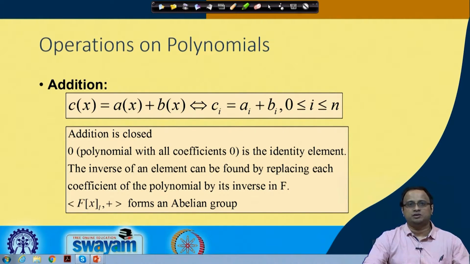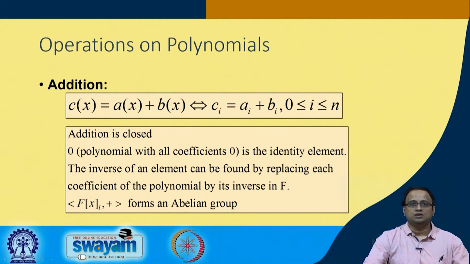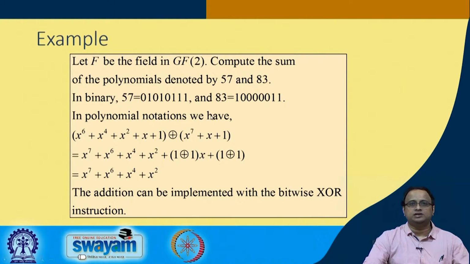So therefore, if I take a polynomial a(x) and add it with a(x), then I would get the 0 polynomial. That means all the coefficients would be 0. Likewise, as we did addition, here is an example of how we can add. For example, the field is in this case GF(2), and if I take two polynomials which are represented by these numbers 57 and 83.